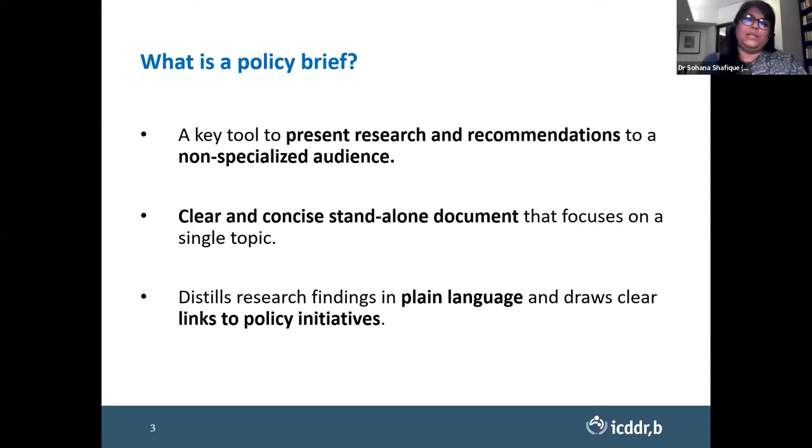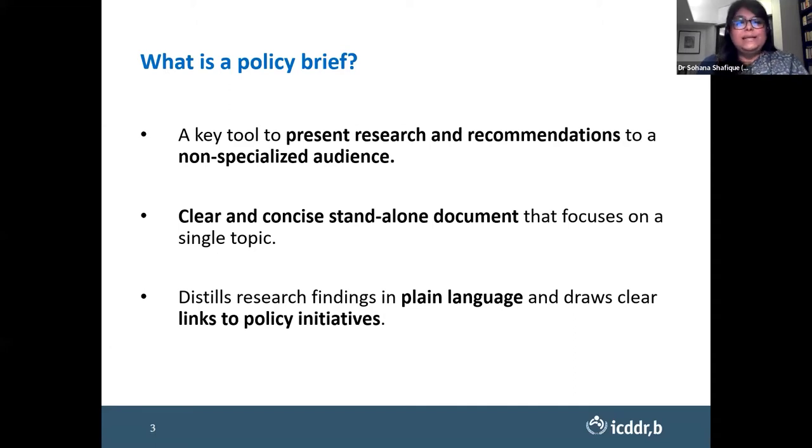So first, what is a policy brief? I understand that because of your interest in research policy uptake, you may have already seen or written a policy brief before. So again, let's look at the definition. It is a key tool to present research and recommendations to a non-specialized audience. In the research field, we use a lot of jargon and methodological approaches that are not very understandable to the general public, but our policymakers come from a very people-centric perspective and talk in very layman's language. So our policy brief's objective also has to be very targeted to that audience.